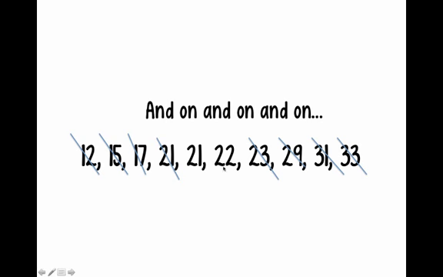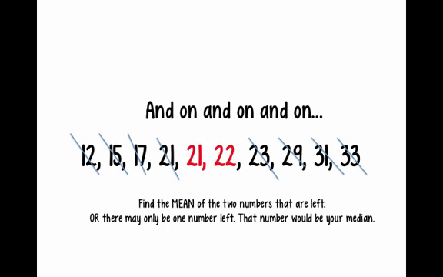But because I had two that were left in the middle, I have to find the average, or the mean, of those two. So I would do 21 plus 22 in my head, and I know that that is 43. And 43 divided by 2 would be 21 and a half.